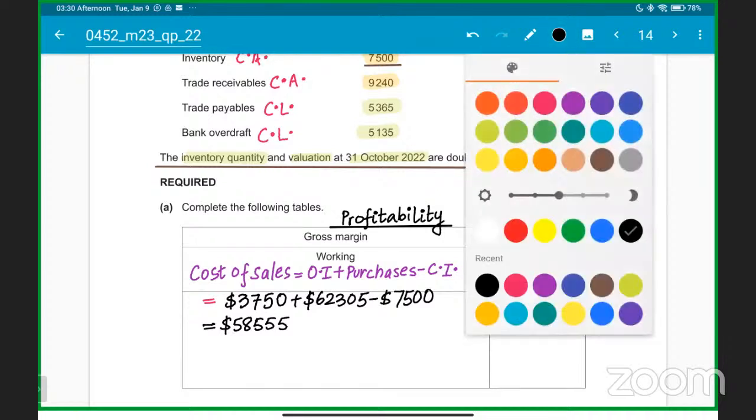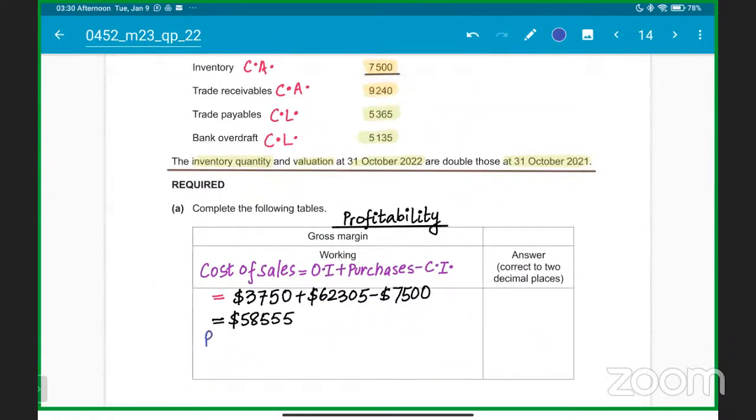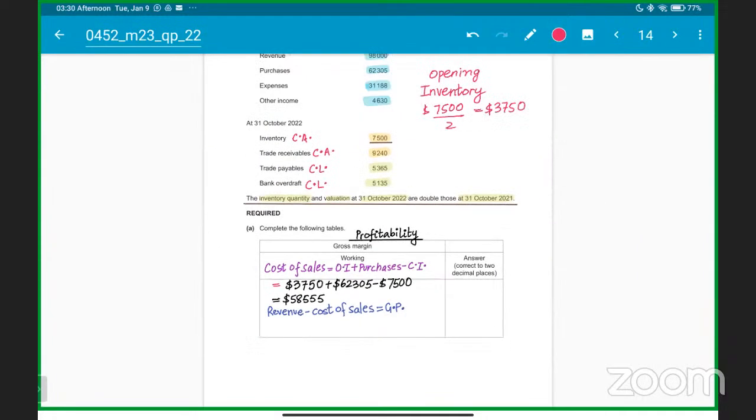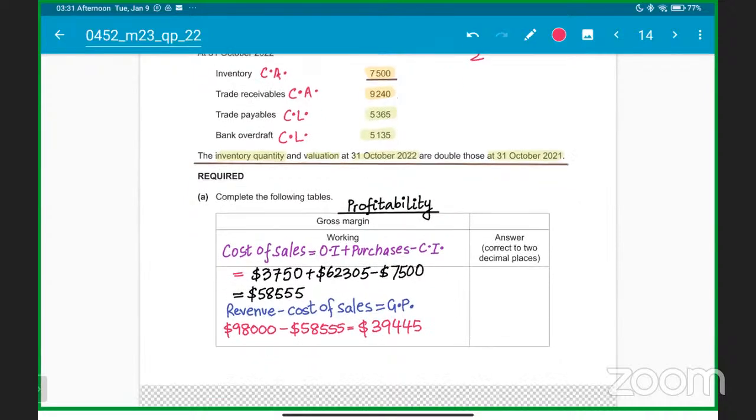Once you have the cost of sales, you will have to find out the gross profit. So we need to understand that revenue minus cost of sales will be the gross profit. Okay, getting it? So here we go, it will be simple. $98,000 revenue minus the cost of sales, that is 58,555, will be equal to 39,445 as the gross profit. Okay, 39,445 is the gross profit.